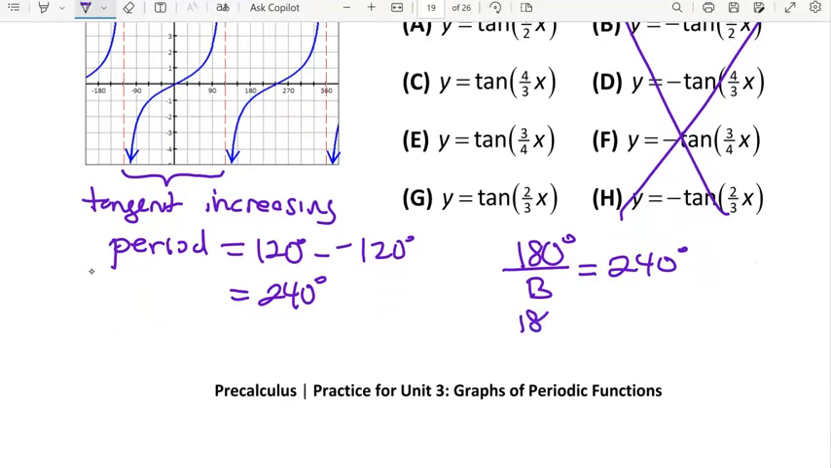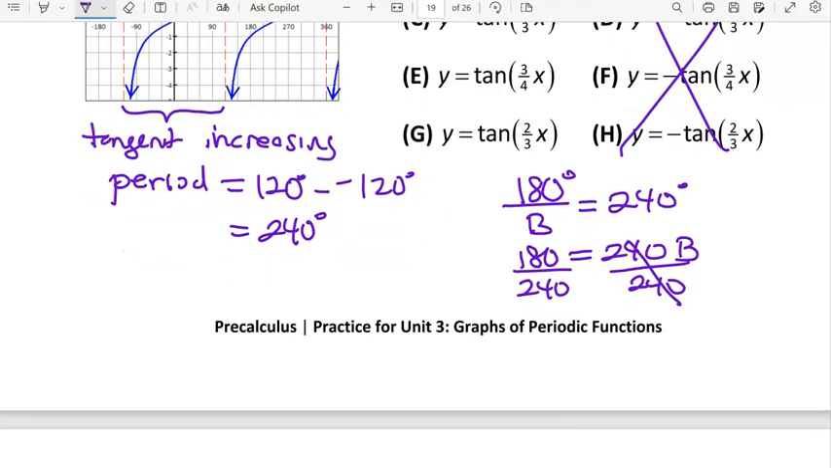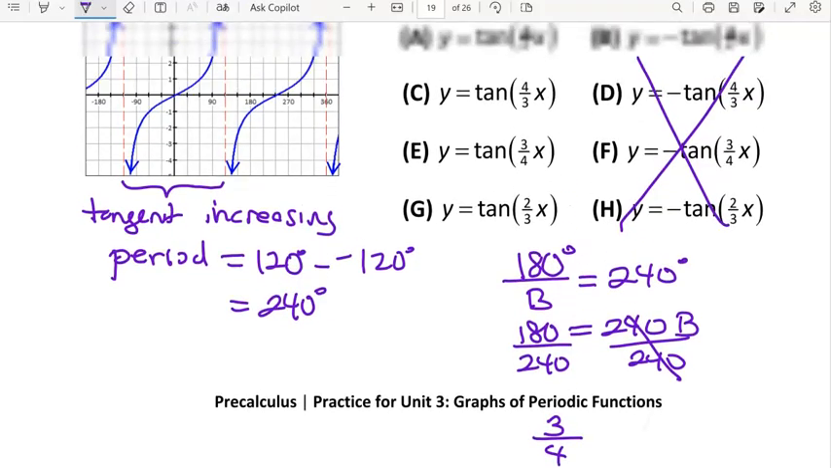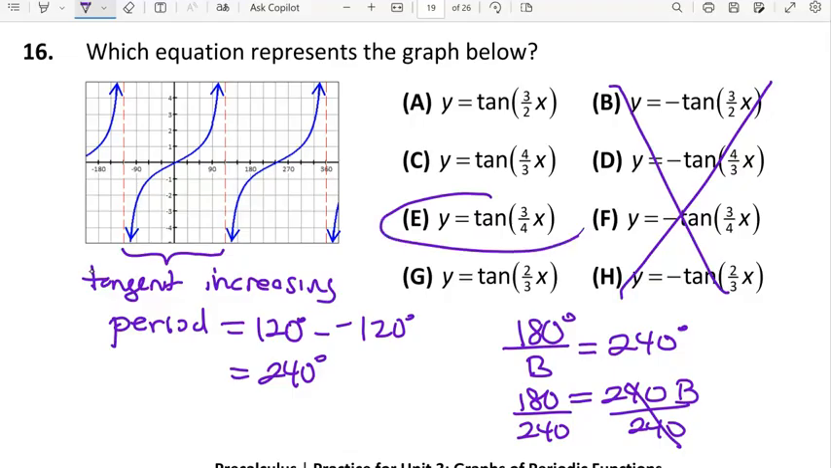If we multiply both sides of this equation by b and then divide by 240, then to get the value of b, we just need to reduce this fraction. 180/240 can reduce by a factor of 60, so that will be 3/4. So it looks like the coefficient is 3/4, so the correct answer there is y equals tangent of 3/4 x.